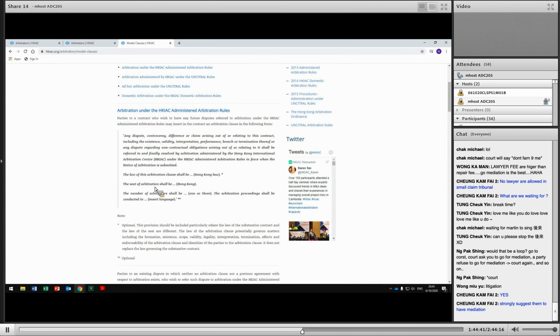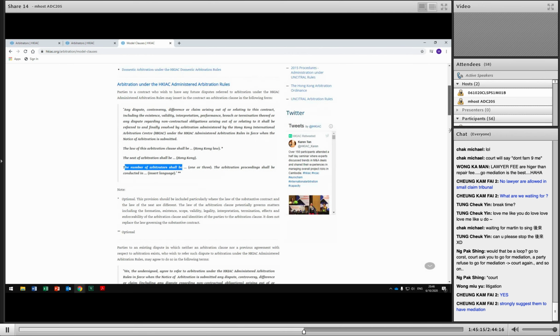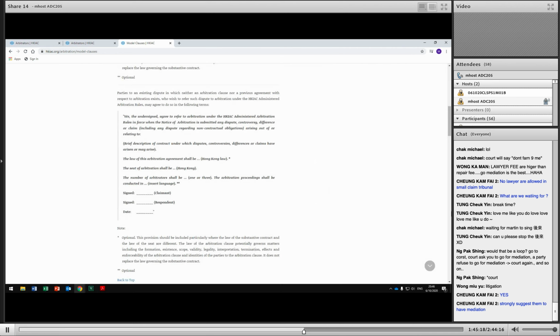This one is a model arbitration clause, right? Also, we have the governing law. The law of this arbitration clause shall be Hong Kong law. The seat of arbitration shall be, seat means the venue. So it should be Hong Kong or some other place. The number of arbitrators shall be 1 or 3. Okay? You can choose either one. Usually it's an odd number, 1 or 3. Arbitration proceedings shall be conducted in whatsoever language. Usually it's in English. Okay, these are the model clauses for arbitration.